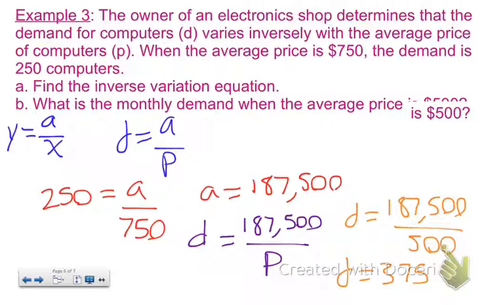In this case, it says D varies inversely with P, so I wrote it D equals A over P. Had I written it the other way around, I would have actually gotten the same constant of variation, because you're going to multiply to get A, and it's the way that the graph is set up that makes it so that it really doesn't matter which way you read it. You would still have gotten the correct answer.